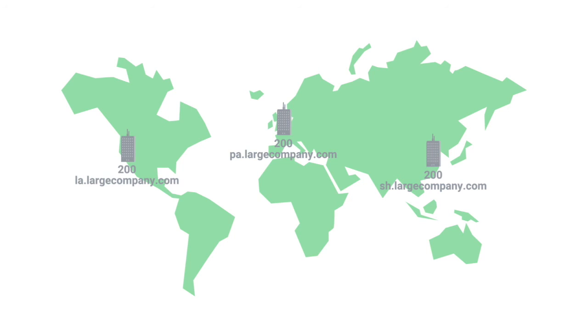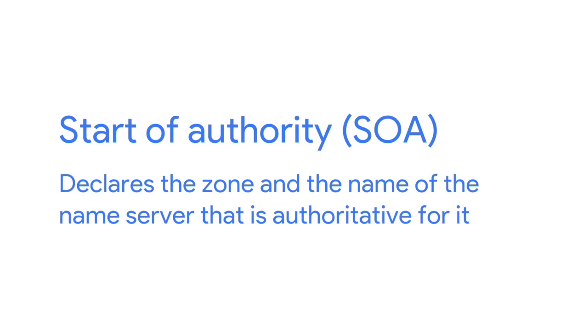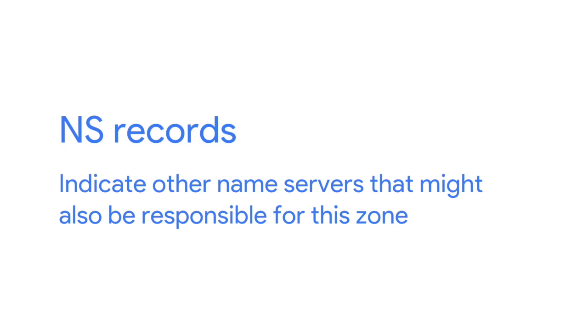Zones are configured through what are known as zone files, simple configuration files that declare all resource records for a particular zone. So a zone file has to contain an SOA, or a start of authority, resource record declaration. This SOA record declares the zone and the name of the name server that is authoritative for it. Along with the SOA record, you'll usually find NS records, which indicate other name servers that might also be responsible for this zone. For simplicity's sake, we've been referring to server in the singular when discussing what's responsible for a zone, whether at the root, TLD, or domain level.